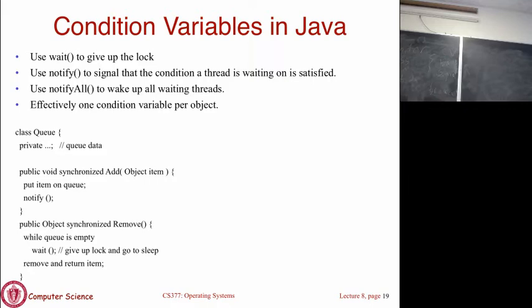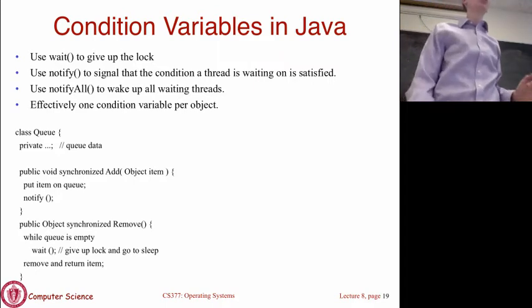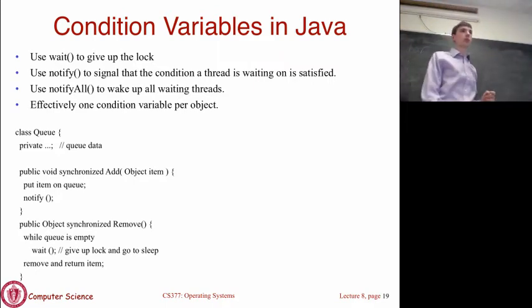The only difference between the two types is that when we're using Mesa, we need to repeatedly check the condition because you're not given the lock immediately. Make sense? Yeah.